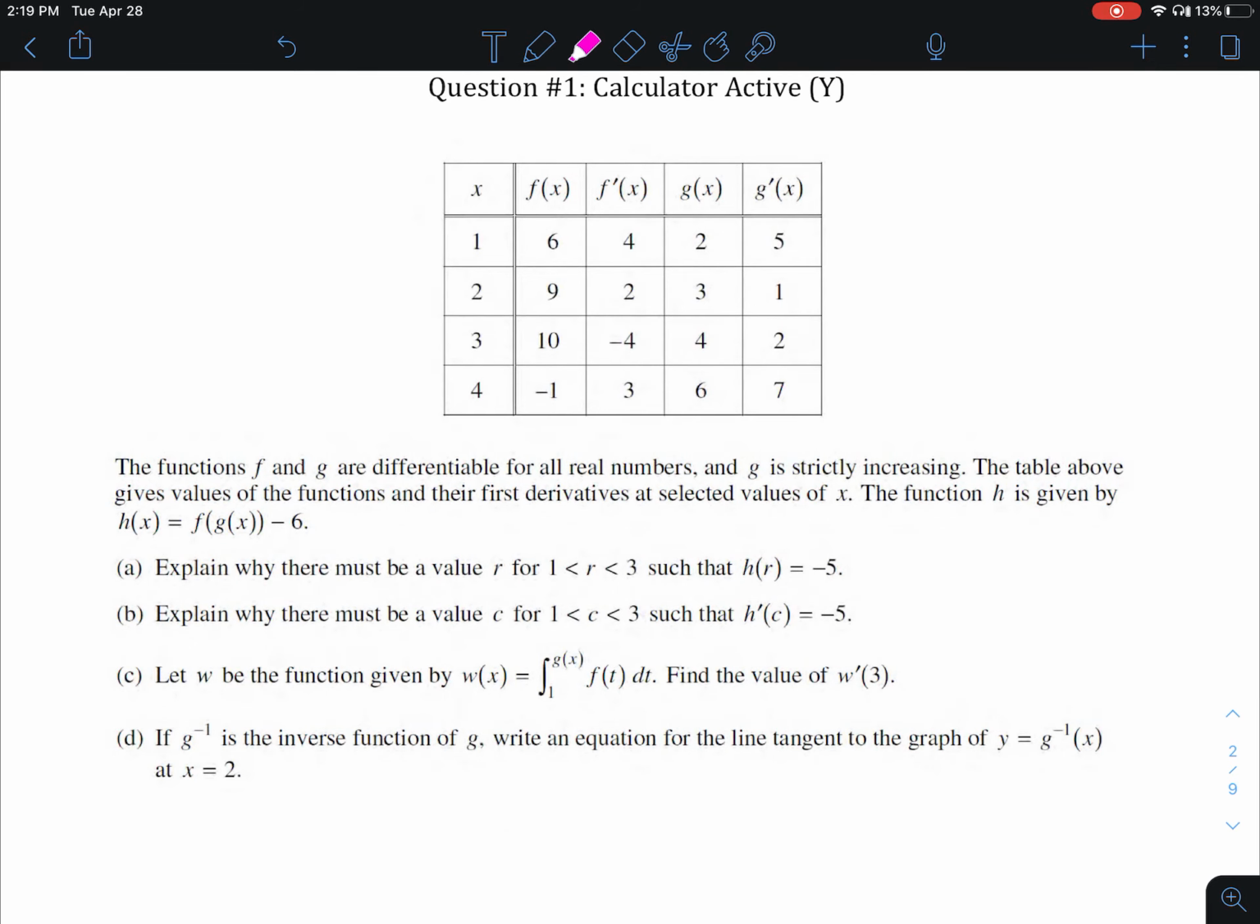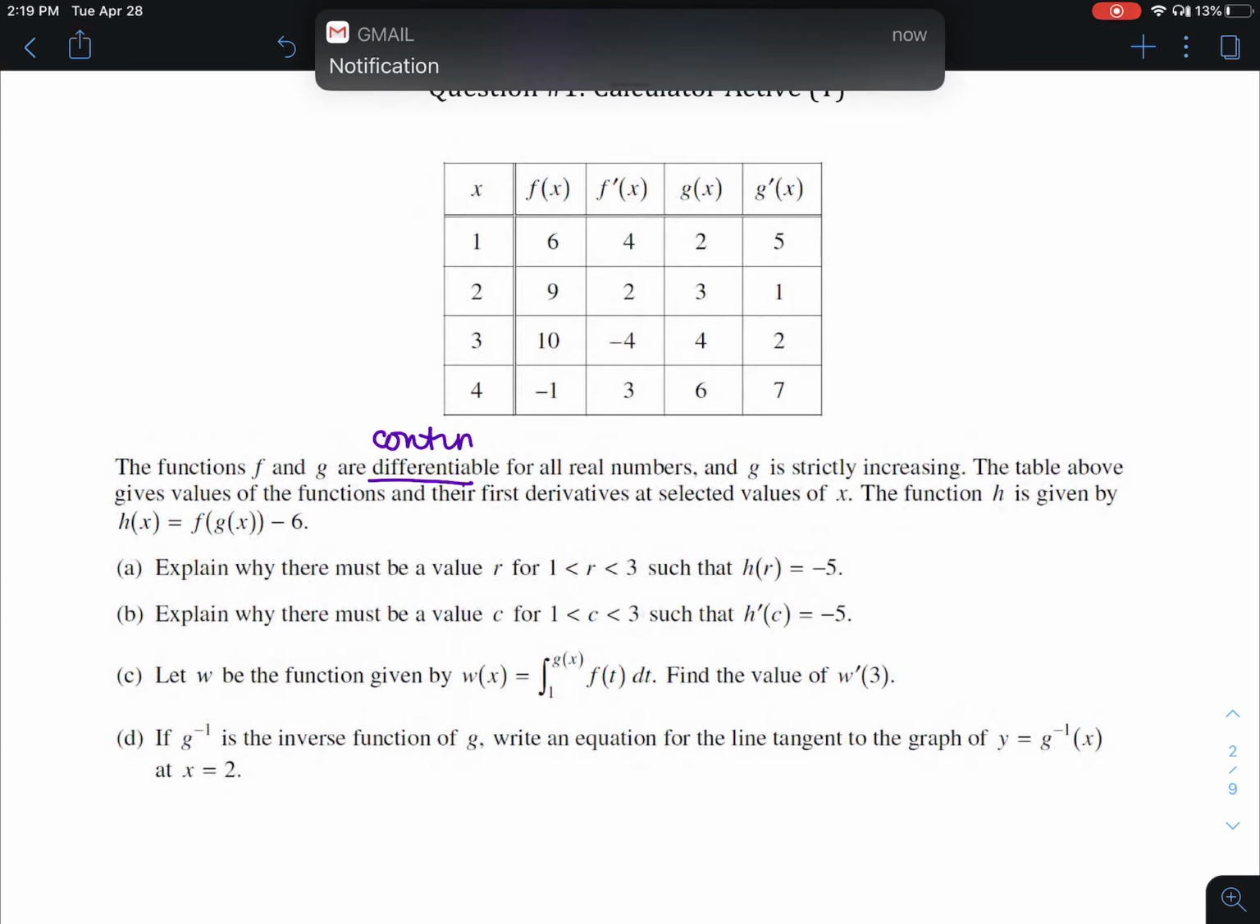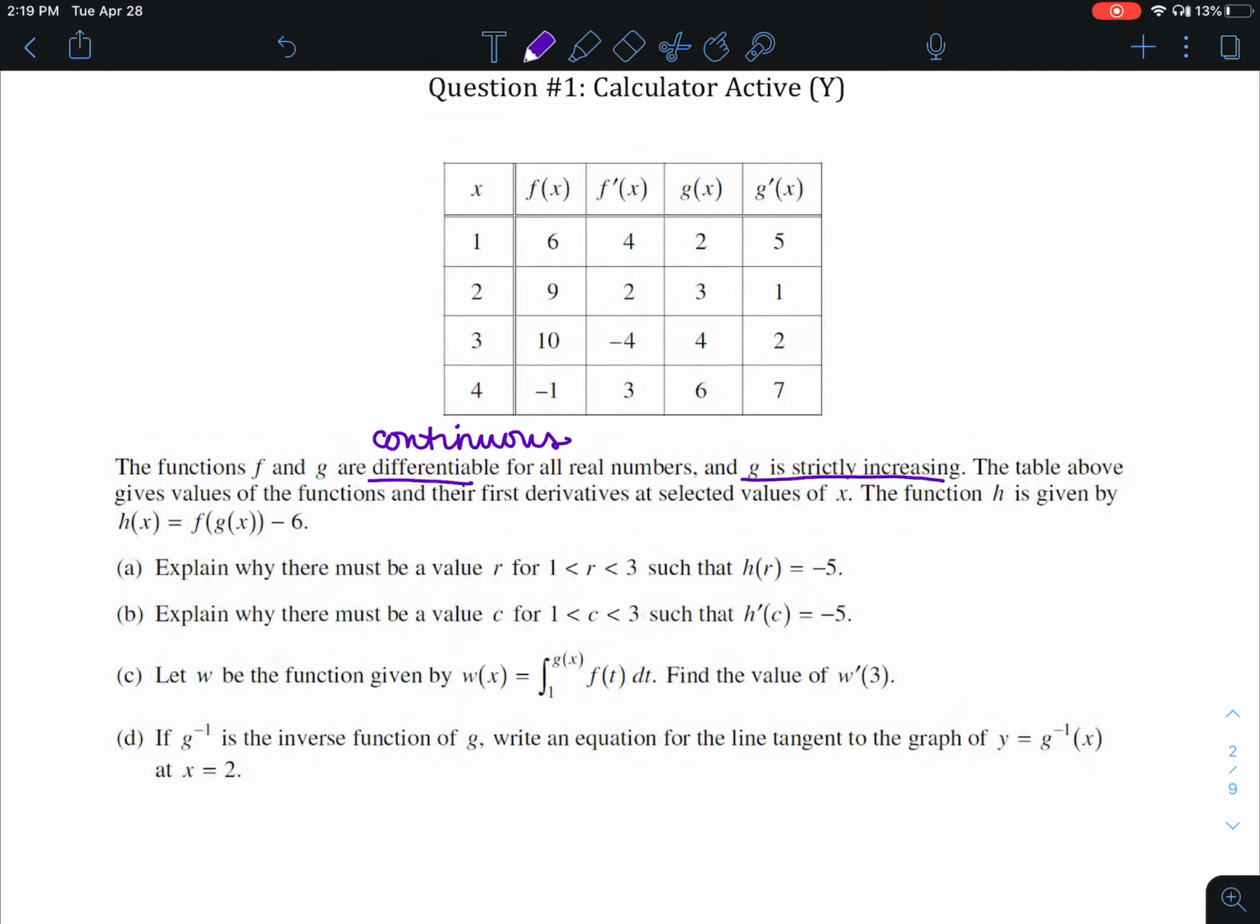It says the functions f and g are differentiable for all real numbers. This means that if we are differentiable, we are continuous. I'll write that down. And g is strictly increasing. The table above gives the values of the functions and their first derivatives at select values of x. The function h is given by h of x equals f of g of x minus 6. I pointed this out in the other video, but this should immediately make you think chain rule, derivative, right? Might not need it, but at least you can recognize it when you look at it.